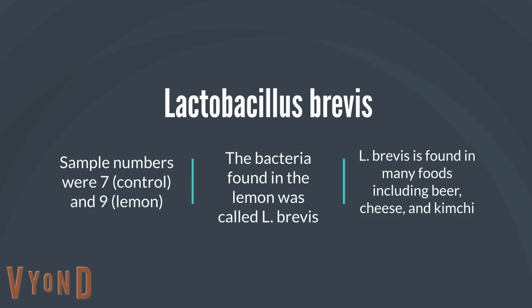So I studied the data, and I found that in the lemon starter versus the control, there was a strand of bacteria called Lactobacillus brevis. The sample numbers were 7, which was the control, and 9, which was the lemon. And I found out that L. brevis is found in many fruits, including beer, cheese, and kimchi.